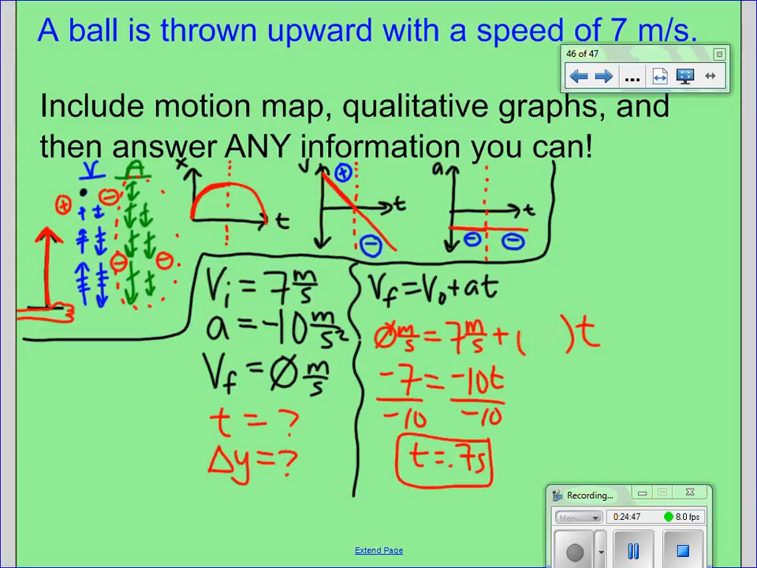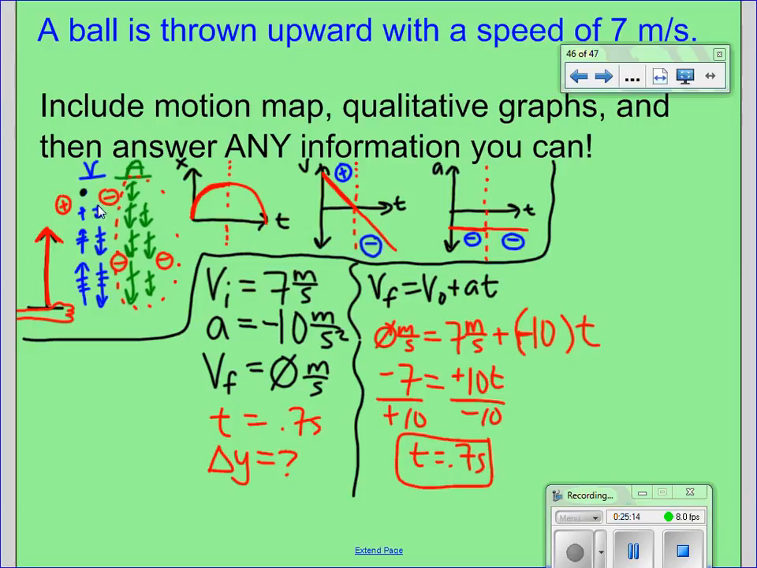Now notice, what if you hadn't made the 10 negative, but what if you left the 10 positive? Well, then you would have gotten a negative 7 divided by a positive 10, and you would have ended up getting a negative 0.7 seconds, which you know that's not possible. So that is another kind of check to make sure that you make your acceleration have the right sign, and in this problem it's negative. All right, so now I know my time is 0.7 seconds.